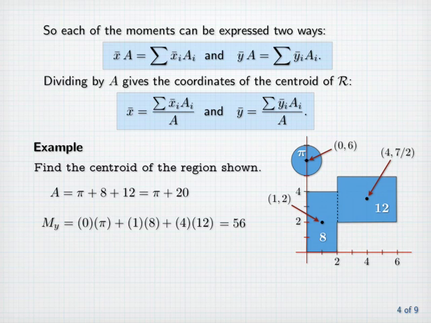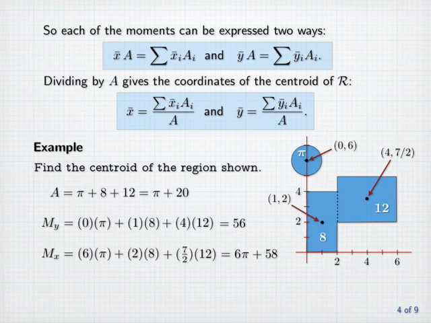Now let's get the moment about the x-axis. We take the y-coordinate of the centroid of the disk and multiply by pi, then the y-coordinate of the centroid of the area 8 rectangle times 8, and then add the y-coordinate of the area 12 rectangle times 12, and then calculate the sum. It ends up being 6 pi plus 58.